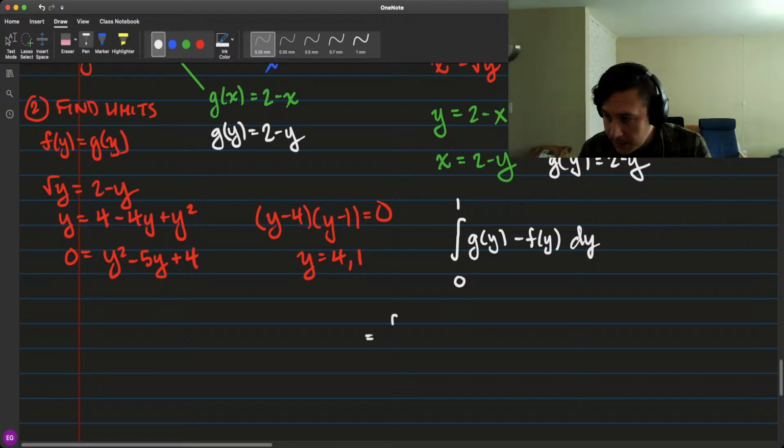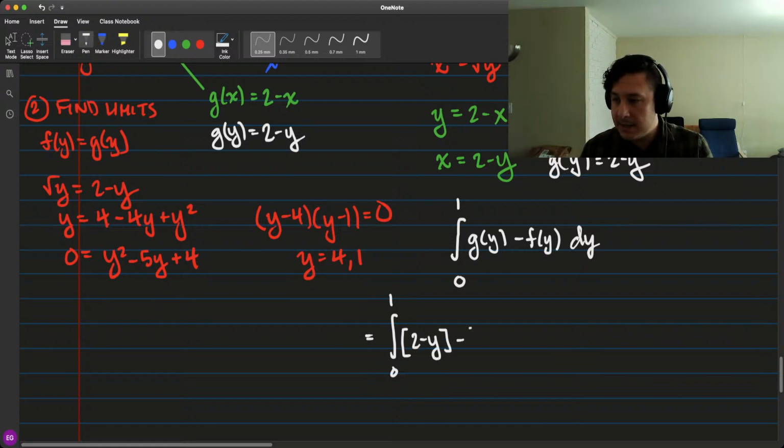So now we work on our integration. From 0 to 1, g of y is 2 minus y, minus f of y, which is root y.